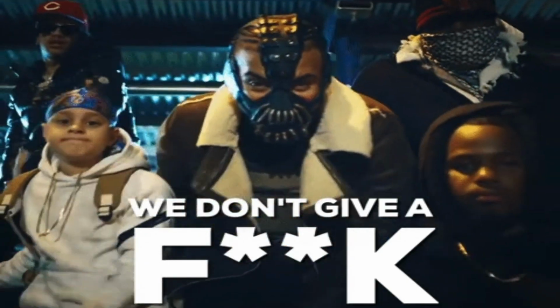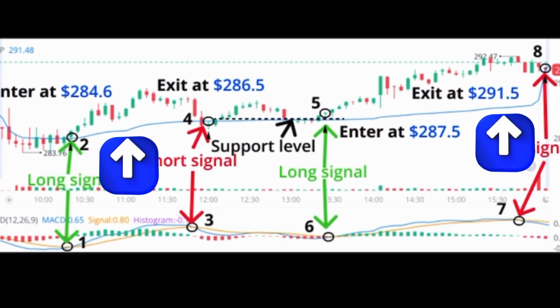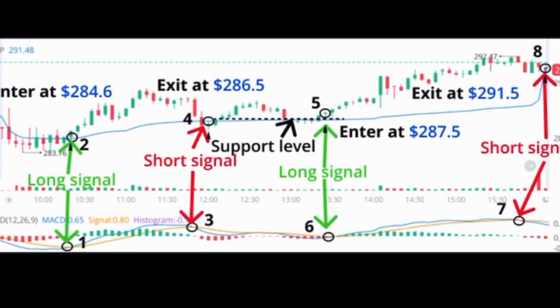But lucky for us, we don't have to bust out a calculator. We don't have to do the mathematical equations. We can normally go to our settings, select the indicator VWAP, and they will superimpose the VWAP onto the chart for you. And the calculation will take place on its own as the price and the volume are fluctuating throughout the day. The VWAP line is formed by connecting these average prices in a chart. To view a VWAP line on a graph, specify an intraday time interval you want the averages for. A 5-minute or 15-minute VWAP is widely used to illustrate trends in day trading. I literally just said that.